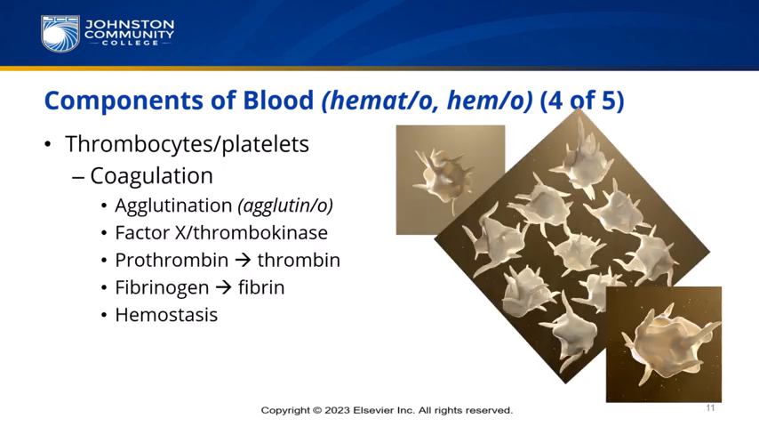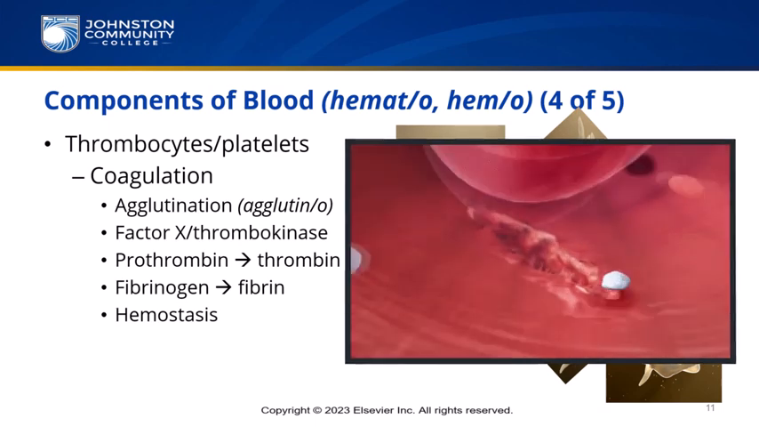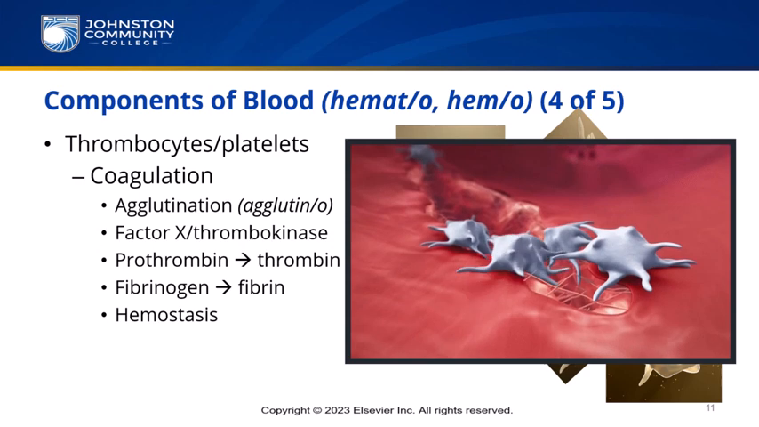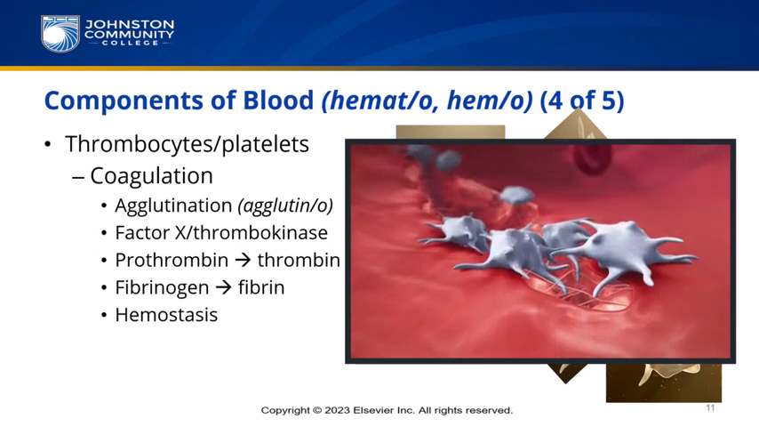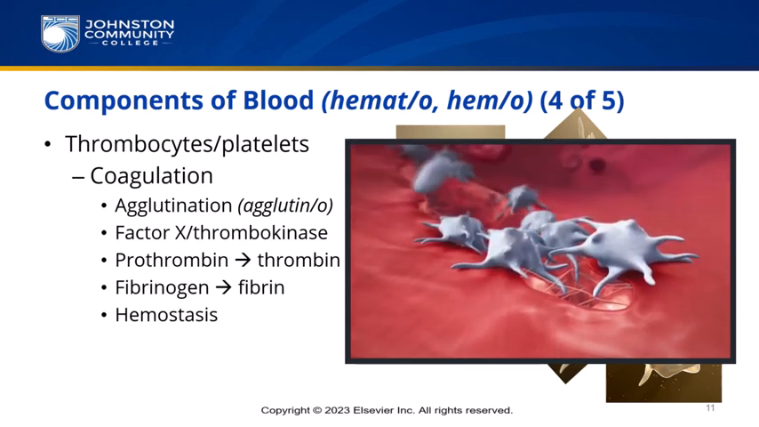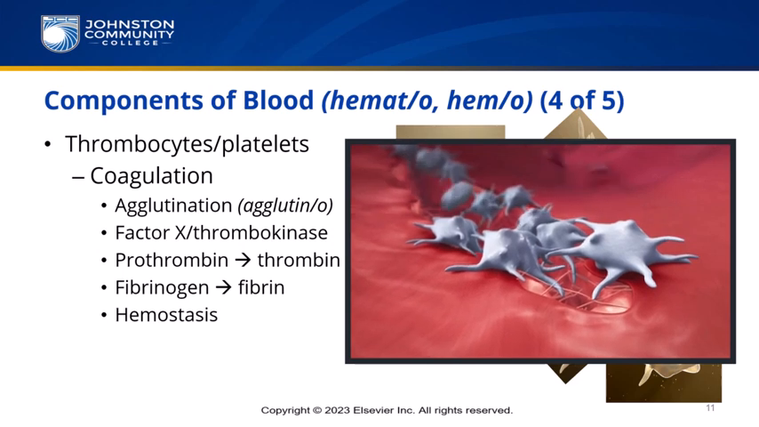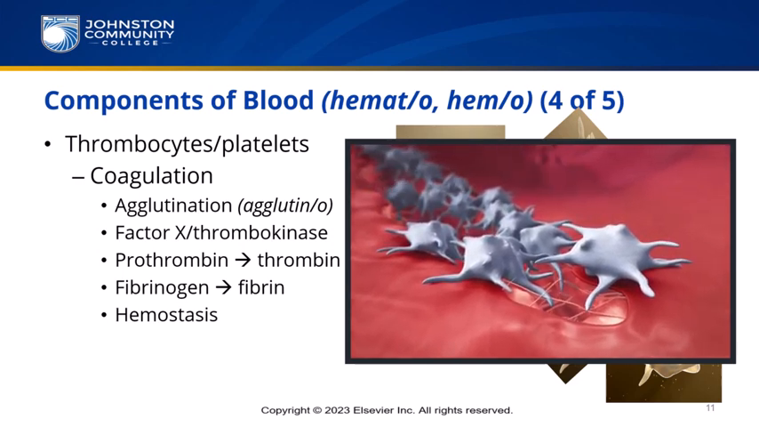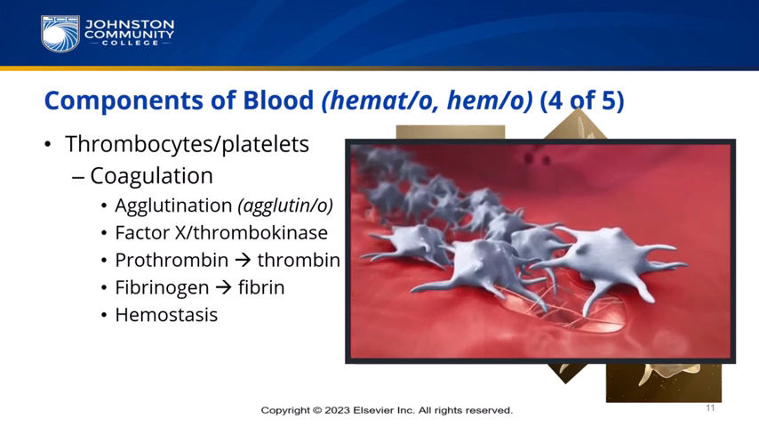Our next component is a thrombocyte. Thrombocytes are also called platelets. They have a round or oval shape, and the name platelet comes from their appearance as little plates. These cells aid in coagulation, which we know is clotting of the blood, which is the process of changing a liquid to a solid. The process of coagulation begins with agglutination, which is a clumping of the cells.